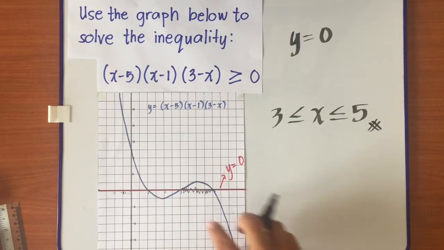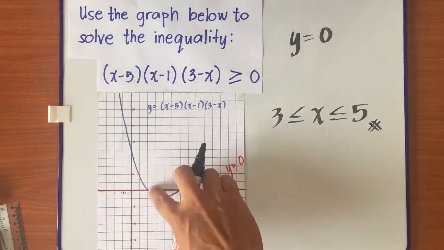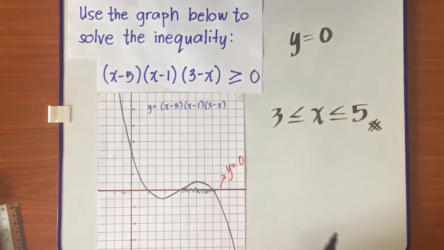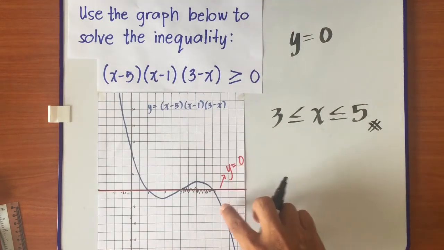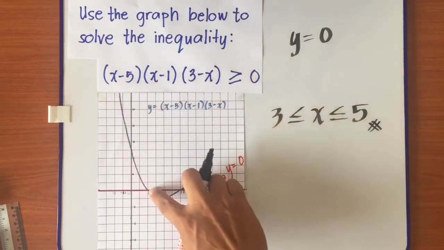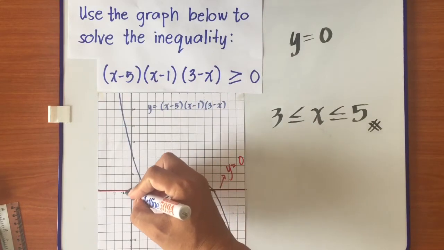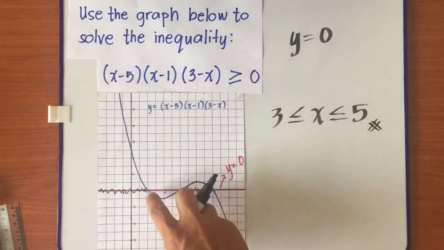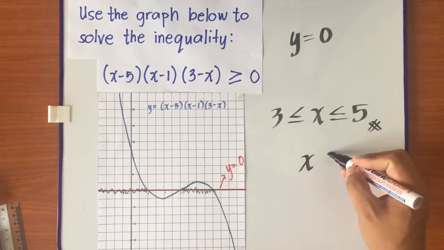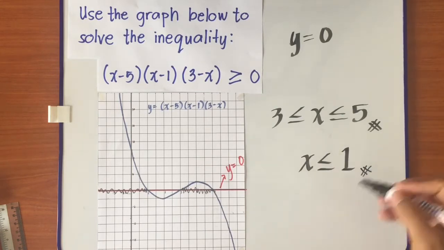Next, since I considered this one above this line, I am also going to consider this part because it's also above the red line that I have drawn a while ago, which is y is equal to 0. So this part going there, what are the values of x on this part of the curve? It is this part. So from 1 to negative infinity means x is less than or equal to 1, which is another answer.